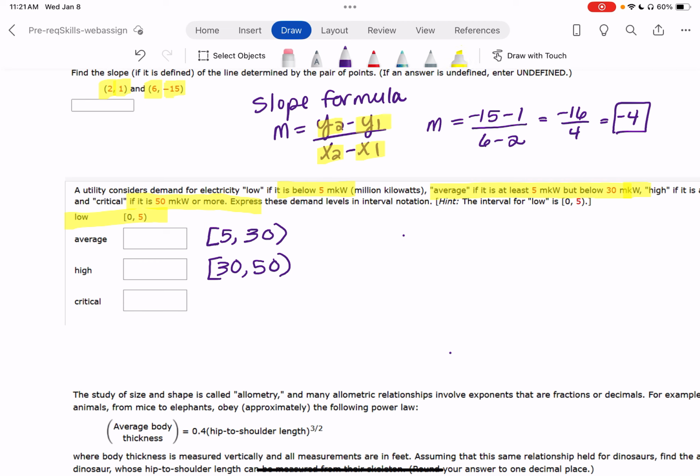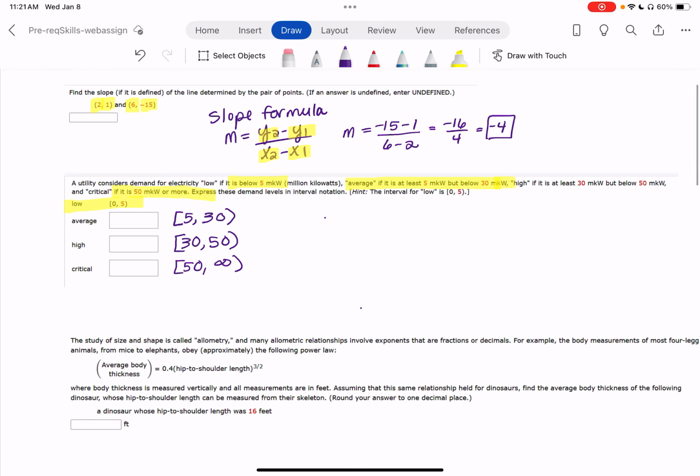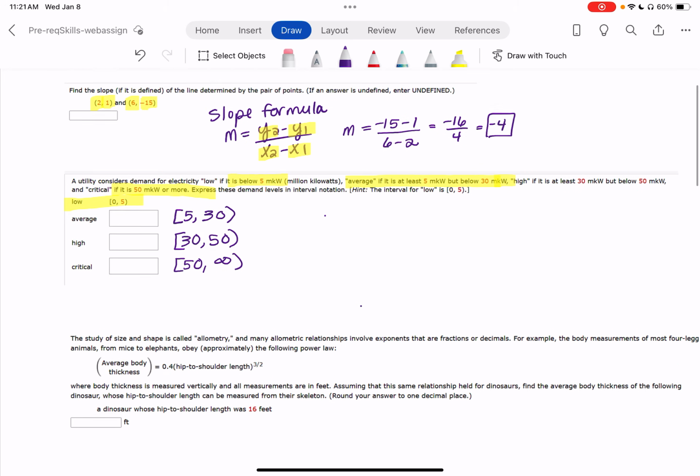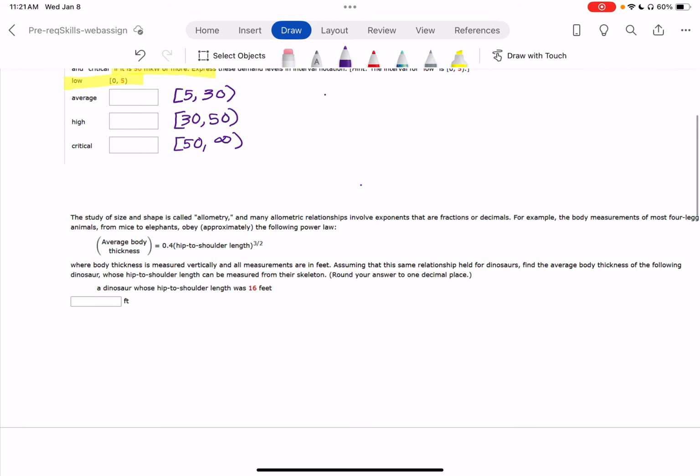Sorry, I think I read that wrong. If it is 50 million kilowatts or more, so it will include the 50. And then there's no upper limit, so you can just use infinity there. And we always use a parenthesis with infinity, okay? So like I said, just practice taking a description and representing that in interval notation.